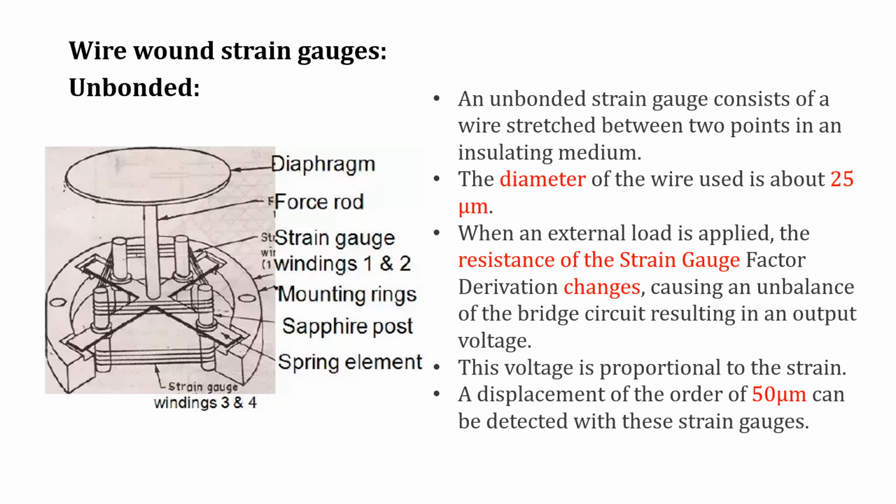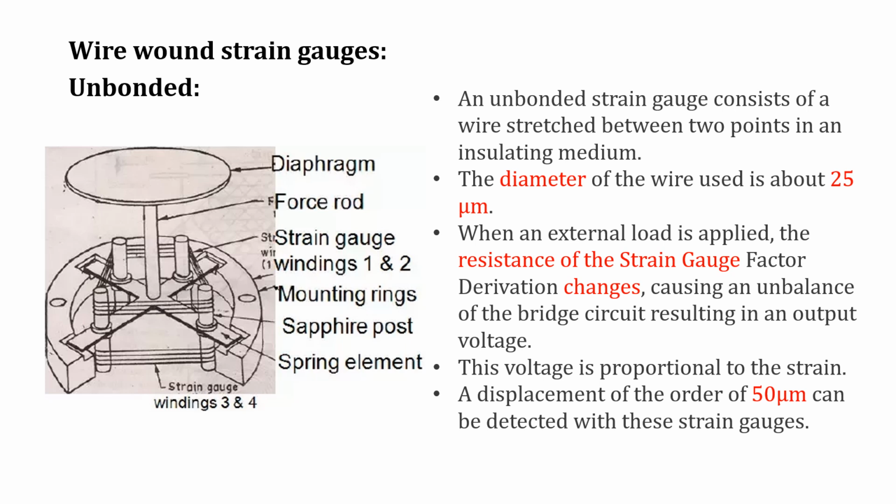In wire wound strain gauge, we have two types: bonded strain gauge and unbonded strain gauge. Now let's see about unbonded strain gauge. An unbonded strain gauge consists of wire stretched between 2 points in an insulating medium. The diameter of the wire used is about 25 micrometer.